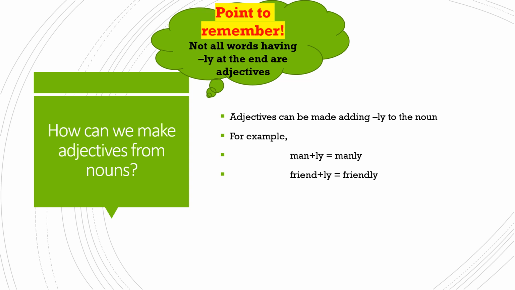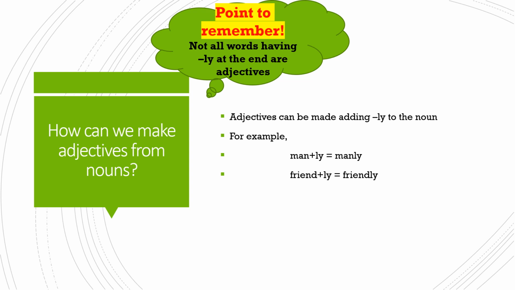Okay, here is another rule: how can we make adjectives from nouns? It is very easy. Adjectives can be made by adding ly to the noun as well. For example, we have a noun man. If you add ly to it, it becomes manly. He works in a manly manner. She works in a manly manner.